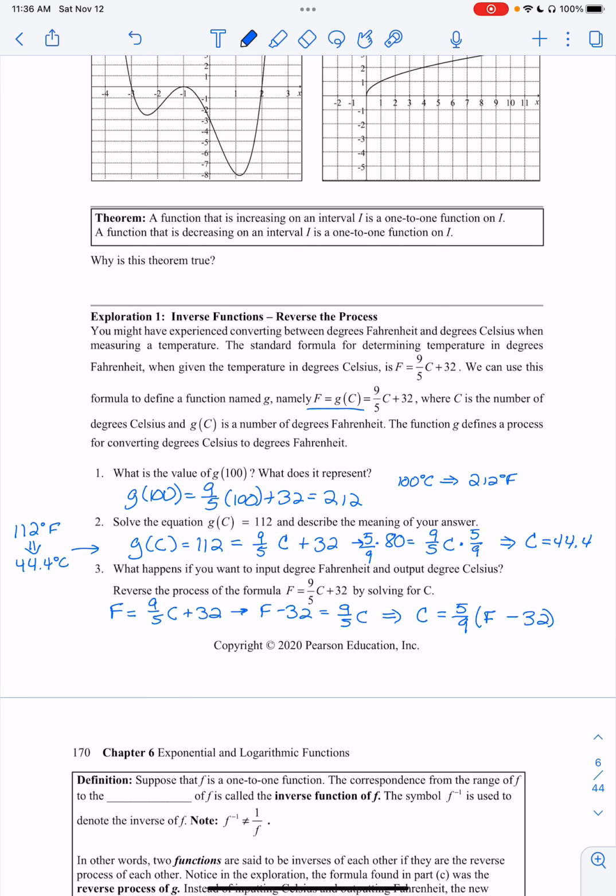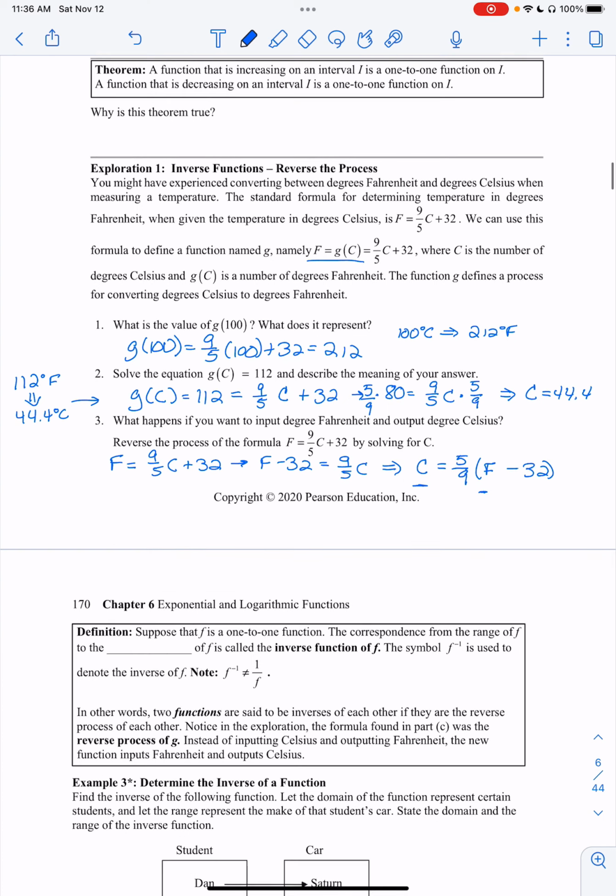Okay, so this is where it becomes useful for us to be able to find what we call inverses when we decide we want to solve for one thing when we were solving previously for another. Here, we went from being able to find the degrees Fahrenheit from the degrees Celsius to being able to find the degrees Celsius from the degrees Fahrenheit.